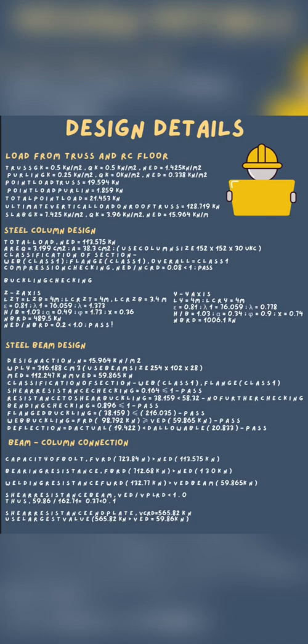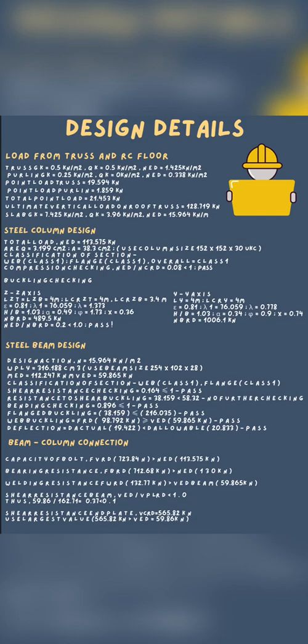For the slab, GK we use is 7.425 kN/m². The QK is 3.69 kN/m², and the NED that we get from the roof truss is 15.964 kN/m². Then, after we determine the load from truss and RC floor, we can calculate the steel column design.